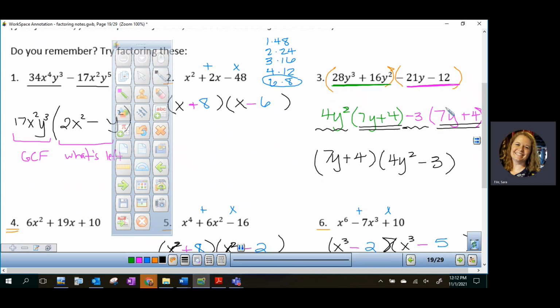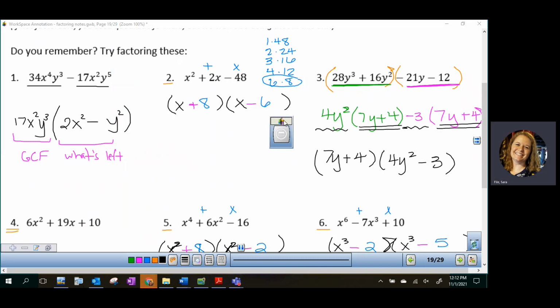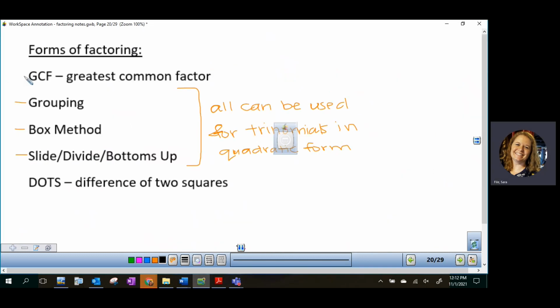Now feel okay about that? Do y'all kind of remember grouping? Okay. So again, this is all review. You've learned these methods before. Maybe not all of them, but you've learned at least one method for factoring these. Okay, so it's important. We have to be able to do greatest common factor, grouping, box method or slide divide, and then also difference of two squares for some problems.